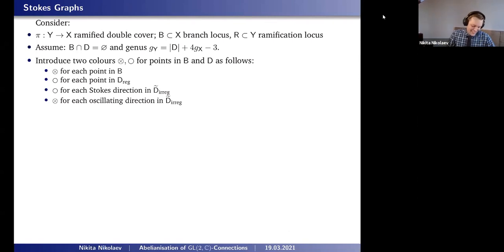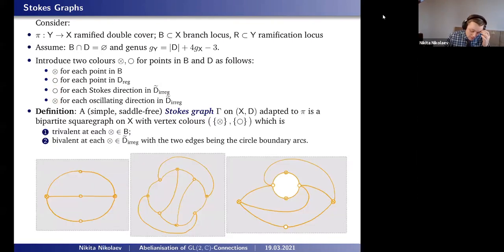They're colors, okay. So all the branch points are going to be crossed circles, and all the regular poles, so poles of order 1, are going to be empty circles. And then I look at the blow up of the irregular locus. So on each circle, I have Stokes directions. Those are going to be empty circles for me. And I have the oscillating directions. Those are going to be the crossed circles. So those are the 2 colors. That's how I color them.